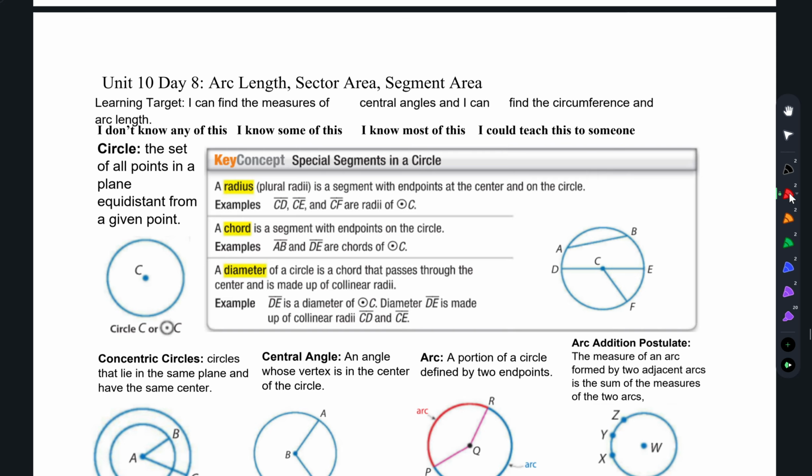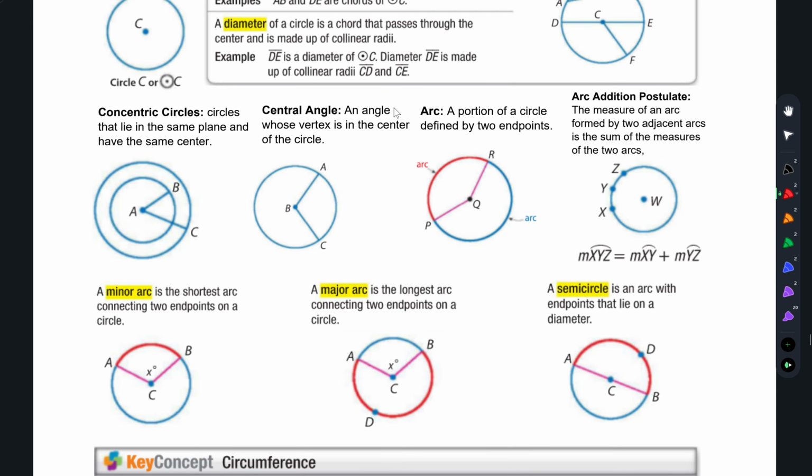Then we go into some more detailed vocab, some stuff maybe we haven't heard before. This first definition here is called concentric circles. They're basically circles that are nested inside of one another. Most importantly, concentric circles have the same center. So both of these circles, they're nested inside of each other. They both share that center point A.